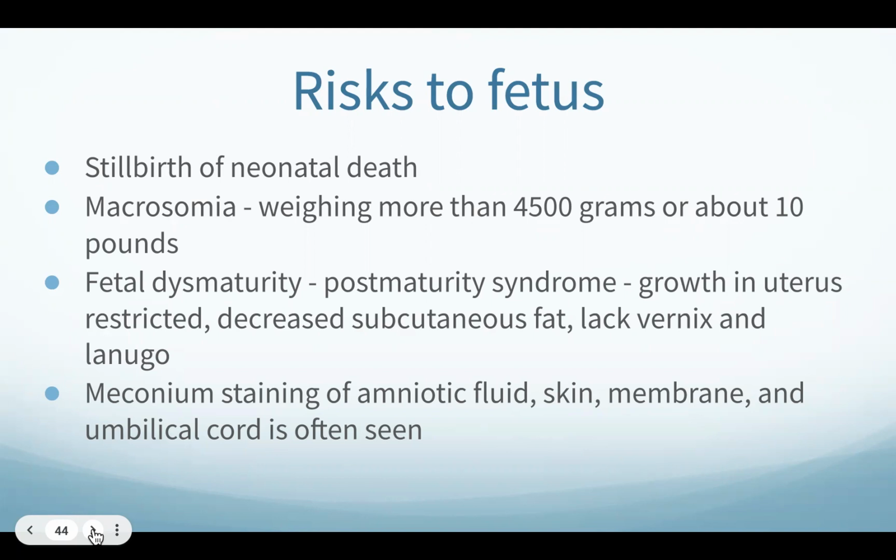So you're going to see a decrease in the subcutaneous fat. You're going to see a lack of vernix caseosa, that cheesy covering, and you're going to see a lot more lanugo when the baby comes out. The baby may also come out with meconium staining, so you'll see that underneath their fingernails, around their umbilical cord, on their skin.